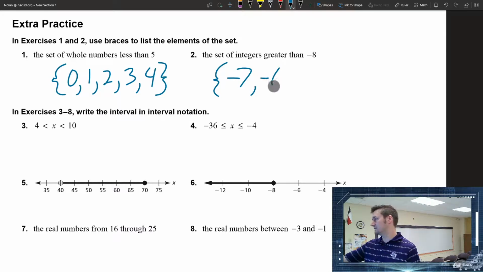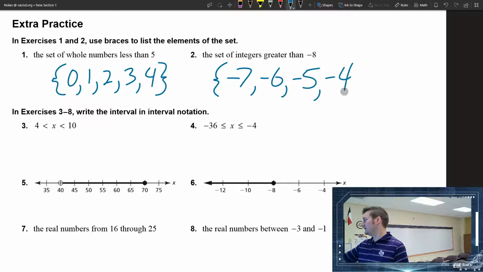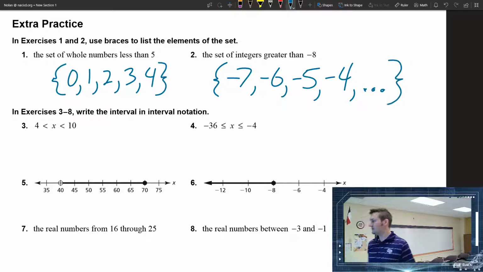-7, -6, counting up, -5, -4. Now, realize it can keep going forever. So once we establish the pattern, once you get about 3 or 4 numbers in there, you can just do a comma and then dot, dot, dot. Then close your set. That just means that it continues on in that direction.